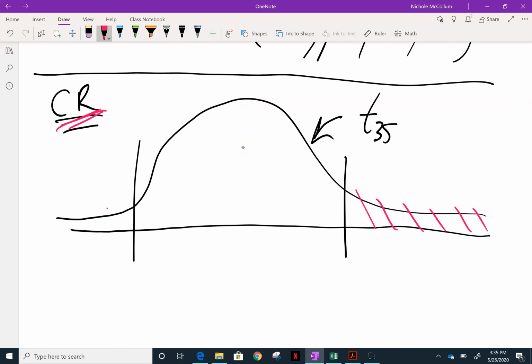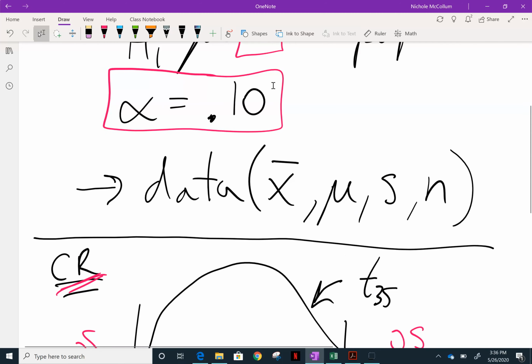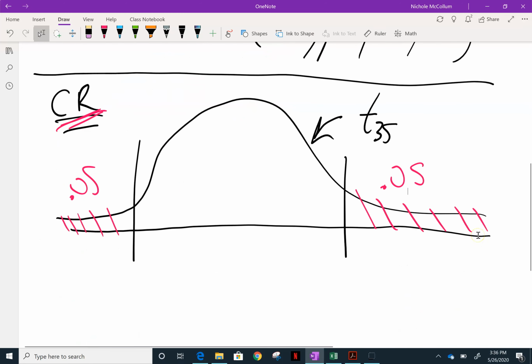So since it's 10%, and this picture is symmetric, I'm allowing 5% on both sides. That's very important to me. Not equal to means two-sided test, and alpha gets shared to both sides, so a total of 5%.